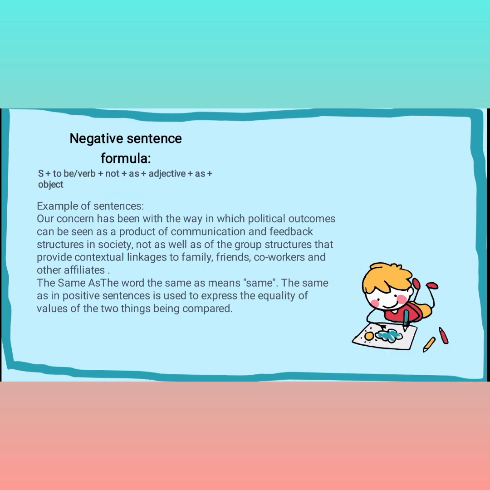Negative sentence formula: subject plus to be or verb plus not plus as plus adjective plus as plus object. Example of sentence: Our concern has been with the way in which political outcomes can be seen as a product of communication and feedback structures in society, not as well as of the group structures that provide contextual linkage to family, friends, co-workers, and other affiliates.